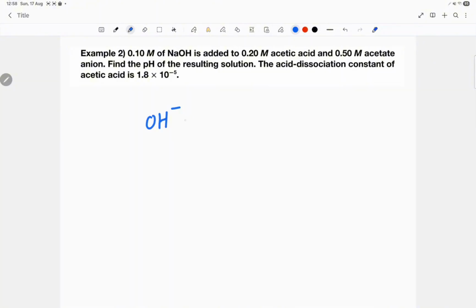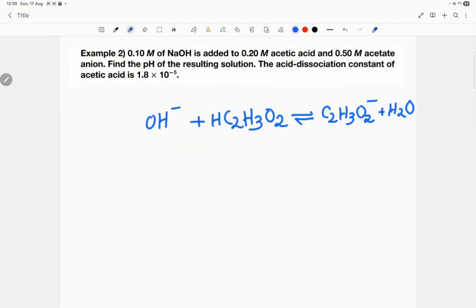You will write OH negative with acetic acid. Which is what formula? You have to know by now. HC2H3O2. To give you what? To give you C2H3O2 negative. And then you do ICC table. And H2O. Because the H reacts with the... Exactly. Now, what are the concentrations that I put under each one? So for the OH will be 0.10. The acid 0.20, and this will be 0.50.